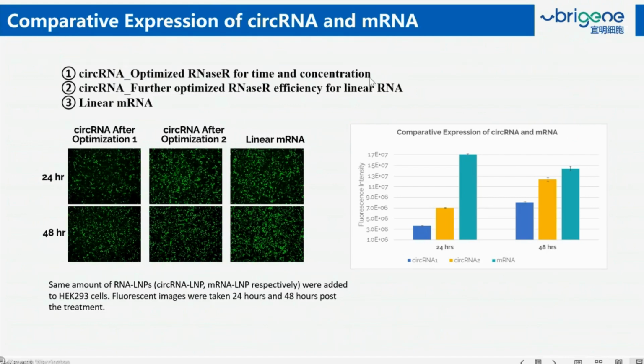Looking over time, the circular RNAs tend to have a little higher stability, so the onset was slower, but increased over time compared to the mRNA.